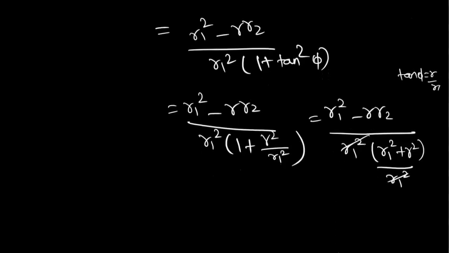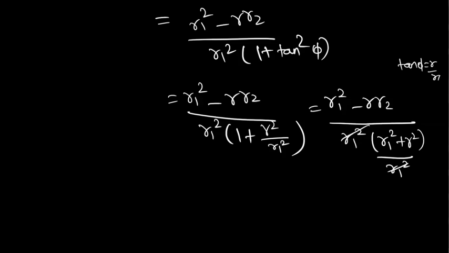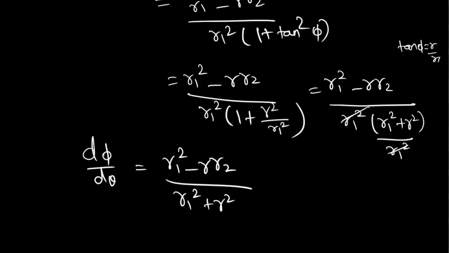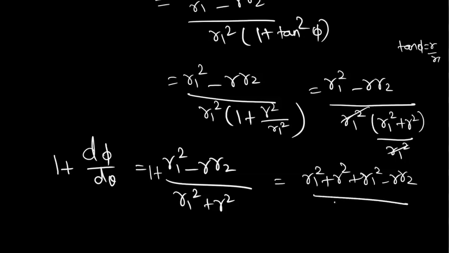And left hand side we have d phi by d theta. I'll rewrite it again. d phi by d theta is equal to r1 square minus r into r2 divided by r1 square plus r square. Now what we are going to do is we are going to add 1 to both the sides. If I add 1, 1 plus this thing is equal to 1 plus. So add and subtract in one side or add to both sides. Now again I have to take LCM. If I take LCM, r1 square plus r square plus r1 square minus r2 divided by r1 square plus r square.